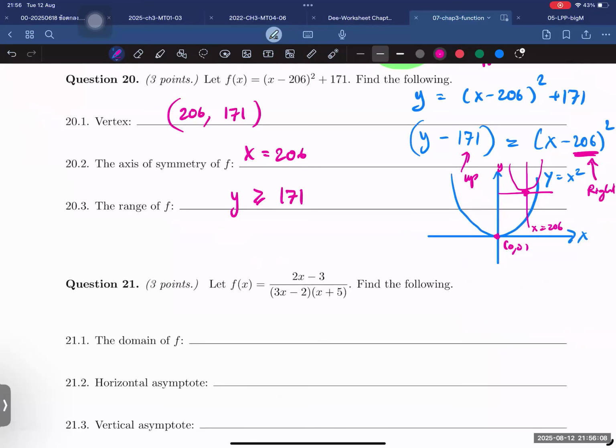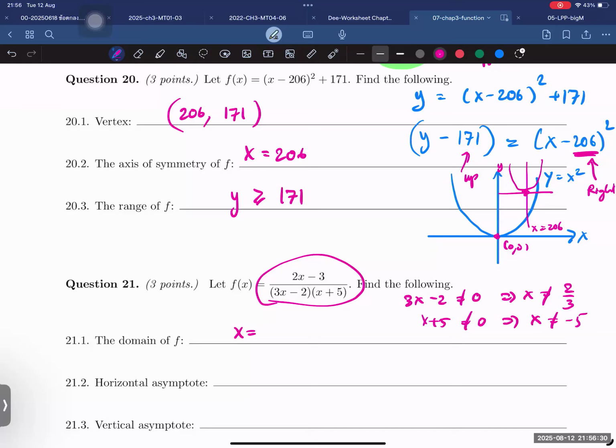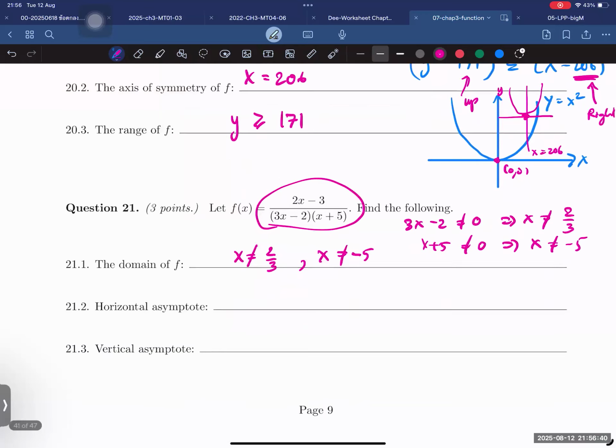This one, the domain of this rational function, right? So the denominator cannot be 0. So the domain is, okay, 3x minus 2 cannot be 0. It means that x cannot be 2/3. And x plus 5 cannot be 0. It means that x cannot be negative 5. So x is not equal to 2/3 and x cannot be negative 5. The horizontal asymptote and vertical, no need for this, okay.